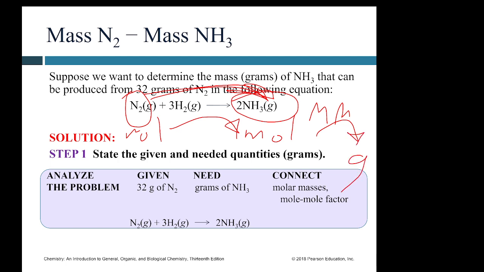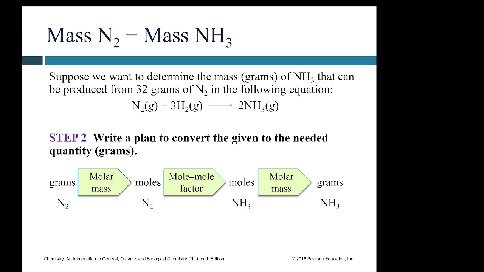Okay. Let me go ahead and put nice colorful arrows in that place. So we're going to go from grams of N2, which we're given right here. We'll use the molar mass of N2 to go into moles. We're then going to take the mole to mole factor or ratio and go into moles of NH3, which is the product we want. And then we're going to use the molar mass of NH3 to go into grams.